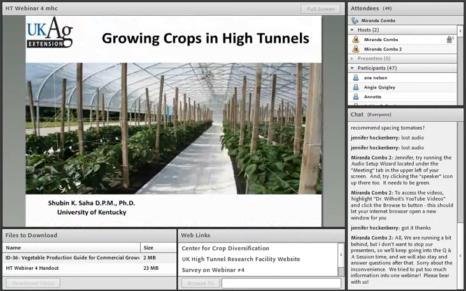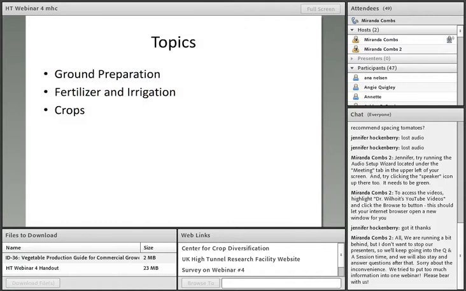Okay, so I'm going to talk about a few different things from my experiences over the last few years working in high tunnels. A few different topics I'll try to touch on, and I'll talk about a few example crops as well. But I'll cover ground preparation, fertilizer and irrigation, and like I said, a few different crops I'll talk about.